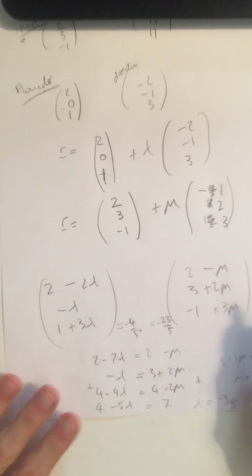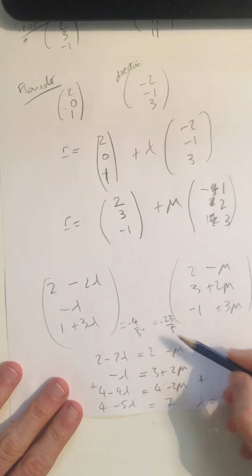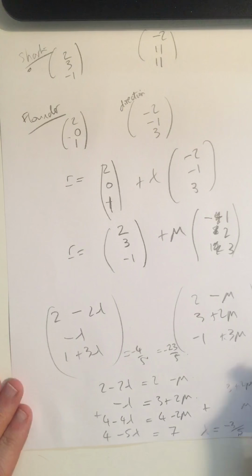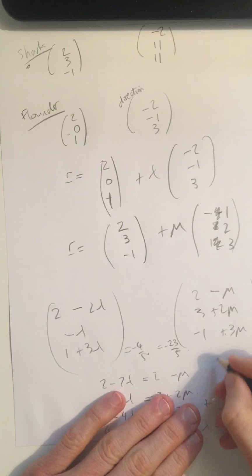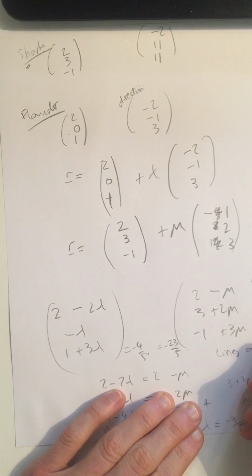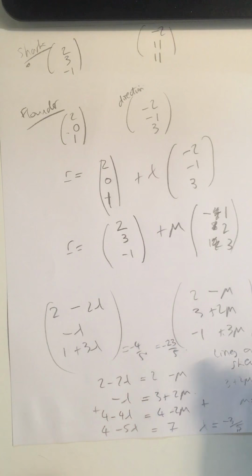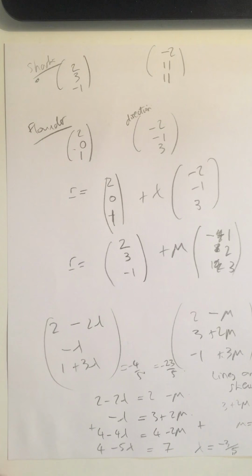So if the x and the y coordinates are going to be the same, then the z coordinates are not going to be the same. So these lines are skew. Therefore, it doesn't matter how fast the shark swims, it's not going to be able to catch the flounder.